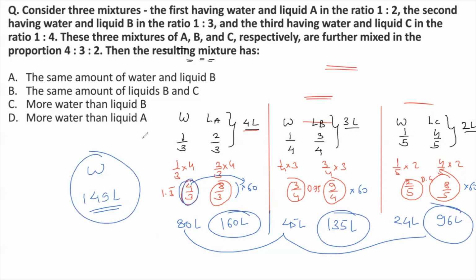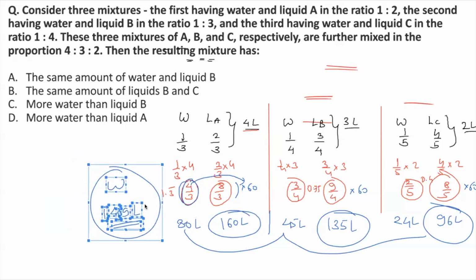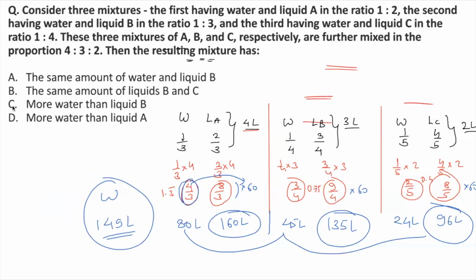Okay. And now you can compare this very easily with the water content. All right. And once again, we are going to land up with the C option. There is more water than the liquid content B.